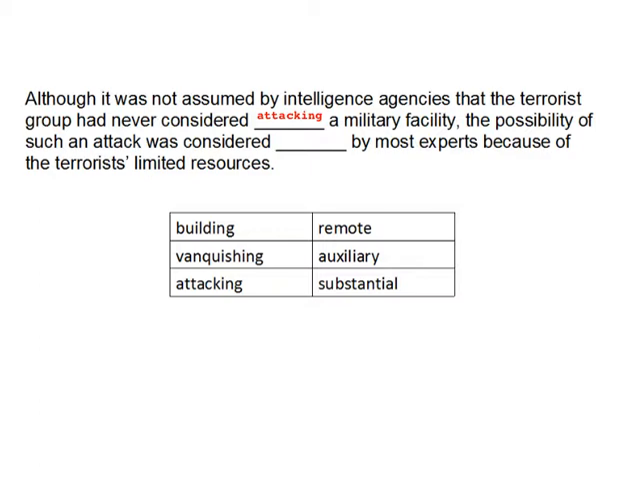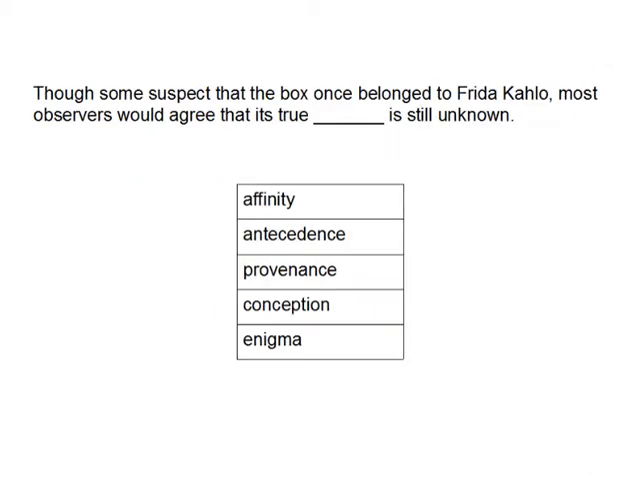The possibility of such an attack was considered what by most experts? Because of the terrorists' limited resources. So, since the terrorists have limited resources, such an attack must have been considered unlikely or small. The possibility was considered small. Why? Because they didn't have any resources. And the best matches for attacking and small are, of course, attacking and remote. And let's move on. I will give you 1 minute for this one.